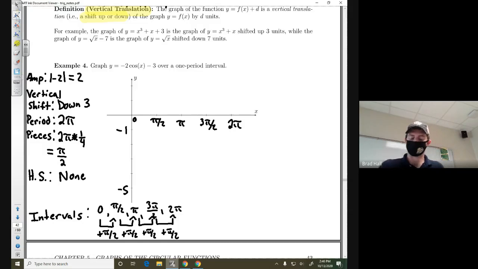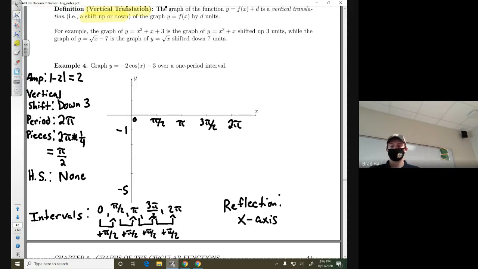And something I almost missed, reflection. Again, I'll just ruin it now and say we don't ever reflect about the y-axis. I just don't ask those problems. So we reflect about the x-axis. So whatever points that we have before, we have to flip all of them over the horizontal axis.